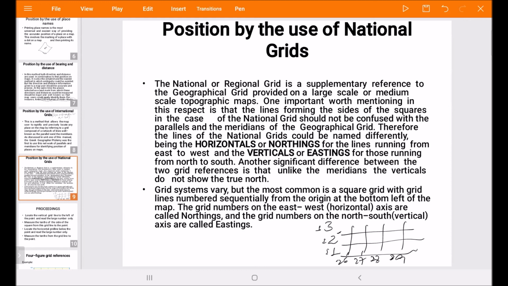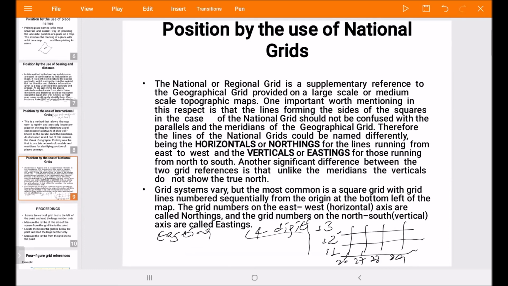Here assume this is a 4-digit grid reference. Always the first 2 digits are easting and the second 2 digits are northing. Assume this is a 4-digit one we are looking for. When we look for the location of a point, or a random point, where it intersects, the first 2 digits are easting and the next 2 digits are northing.